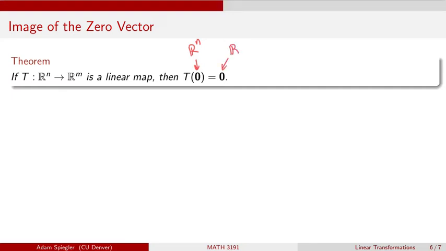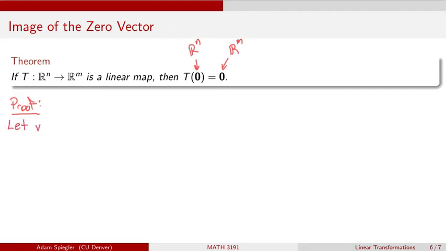So this zero vector lives in Rm. So the number of entries in these vectors may not be the same, but both of these vectors contain all 0 entries. So what we're saying here is that the image of the 0 vector in Rn is going to wind up being mapped to the 0 vector in the codomain, which is Rm. So let's take a look at why this is true. We'll do the proof down below.